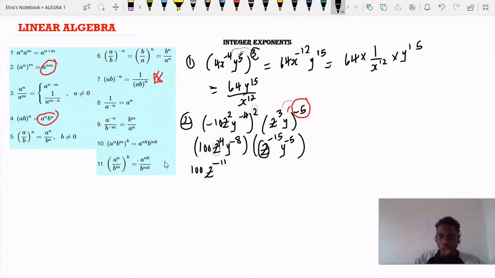Okay, guys? So we're also having y raised to the power of negative 8 plus negative 5. So this is going to give us negative 8 minus negative 5. Okay? So negative 8 minus negative 5 is going to give us negative 13. Okay, guys? So this is going to be the answer.